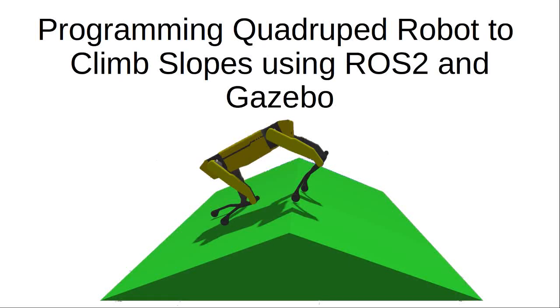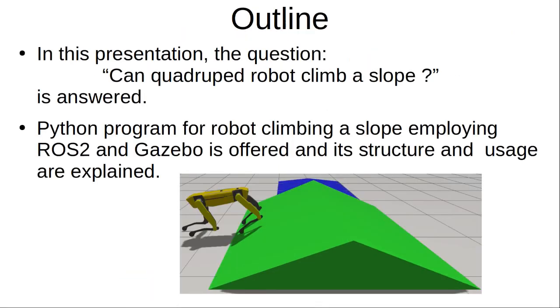Programming Quadruped Robot to climb slopes using ROS2 and Gazebo. Outline. In this presentation, the question, can Quadruped Robot climb a slope, is answered. At the bottom of this page, you see a robot descending from a slope to the ground plane. So this picture implies the answer.